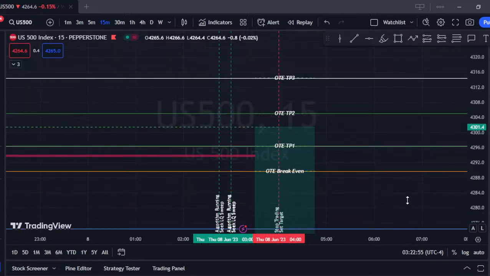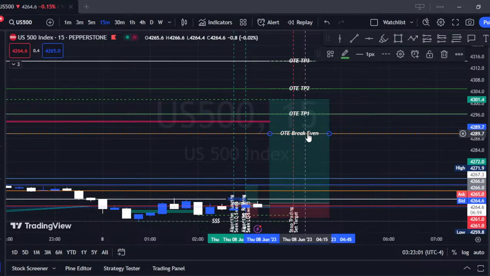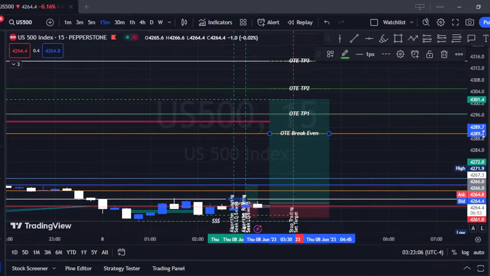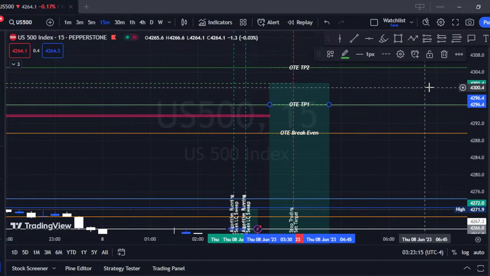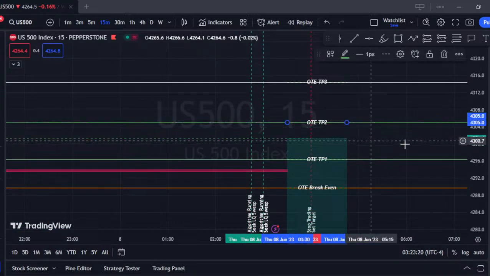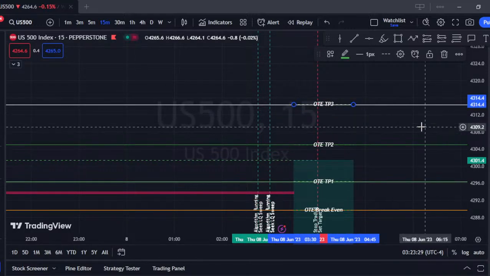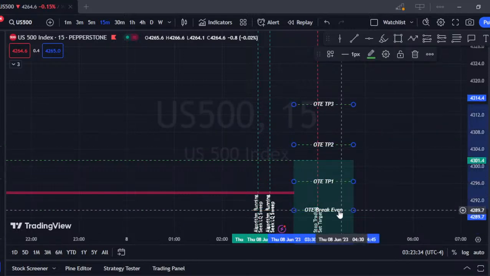So here is the OTE setup. I believe the break even is here. This is a swing setup for 290, just to make it even. For 290 for the break even. TP1 is 4301, I will use 4300 for the TP1. TP2 is 4305, and the last TP should be 4314. So that's my level of take profit.